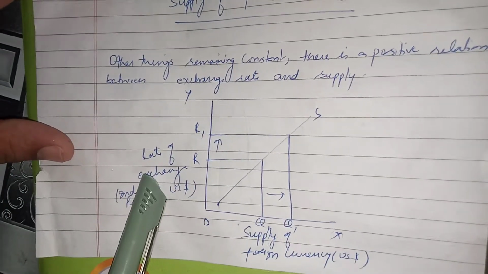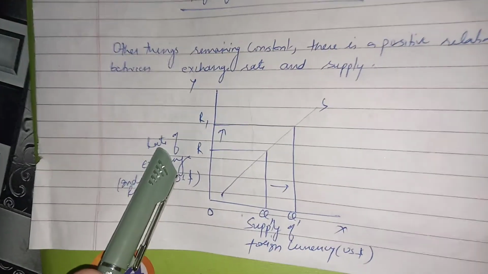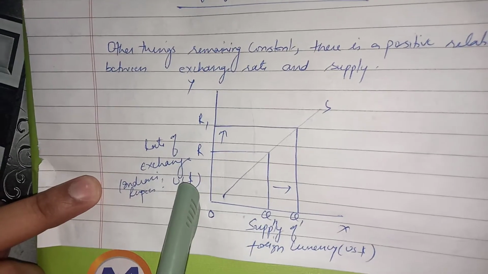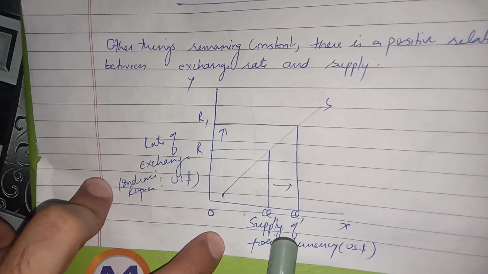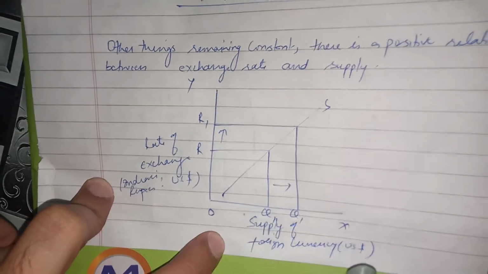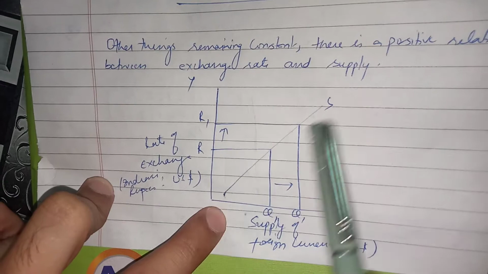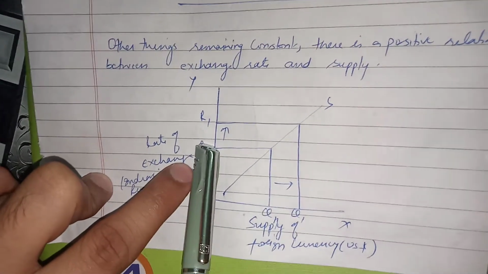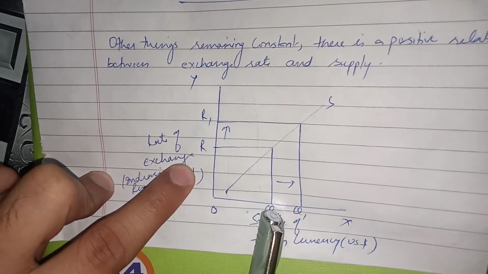Again there are two axes, OY axis and OX axis. On OY axis we are taking rate of exchange where the Indian rupee is taken against US dollar, and on OX axis we are taking only supply factor of foreign currency, and US dollar is an example of foreign currency. We all know that supply curve slopes upward. So when exchange rate is OR, then the quantity supply of foreign currency is OQ.